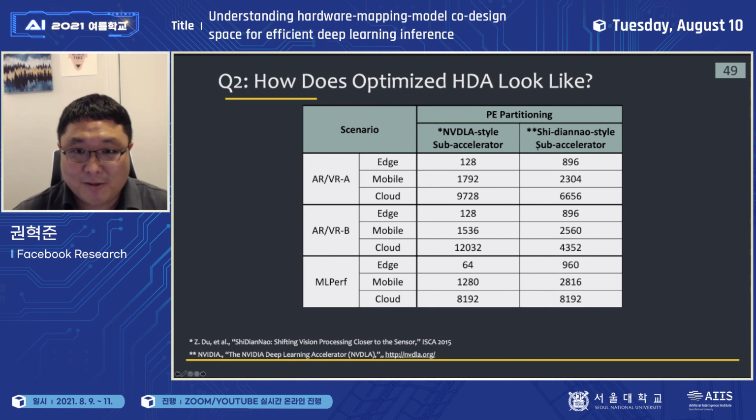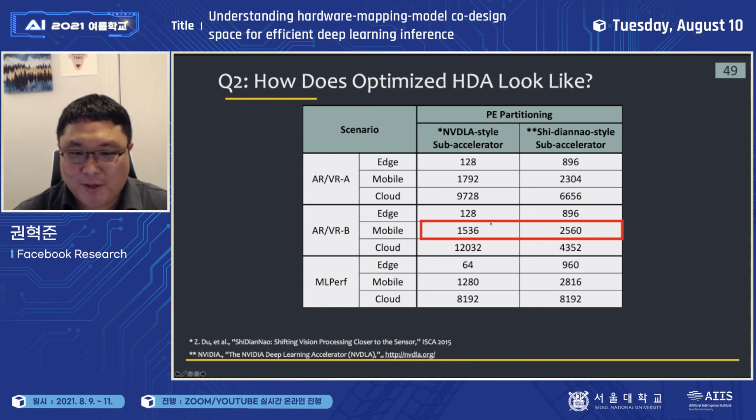So this is an example. What if we have two specialty chefs? One is the NVIDIA style chef. Well, we can see it as a kind of steak chef, and the sushi chef here is the Shidiannao style of accelerator. And each row represents different workloads and different use cases: edge, mobile, cloud. I will not go into all the details, but this number represents the optimal number of PEs to assign to each sub-accelerator.